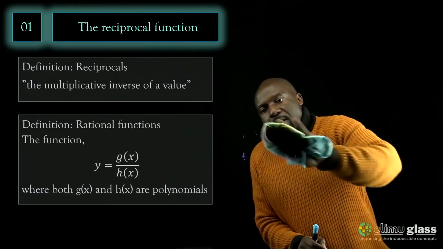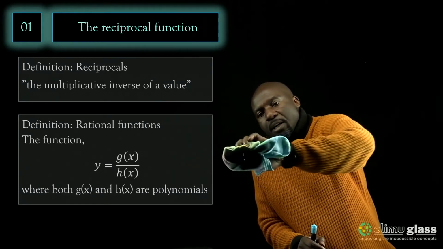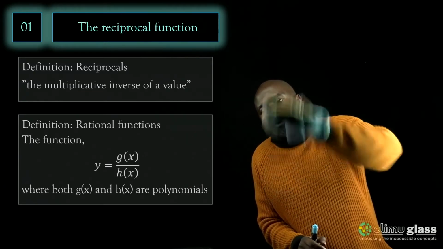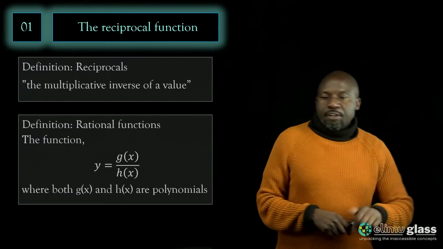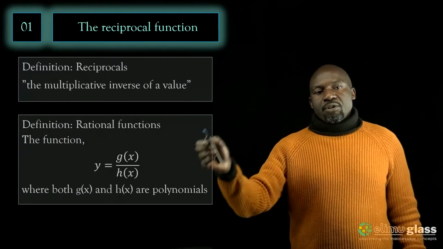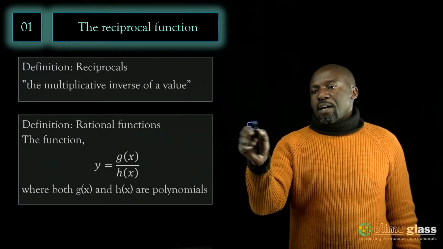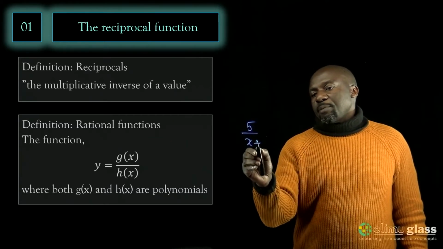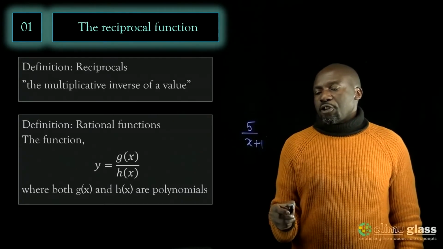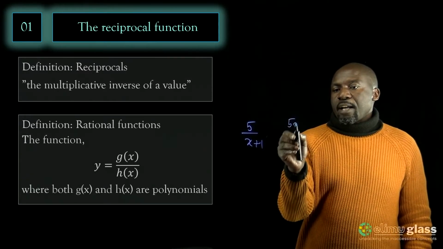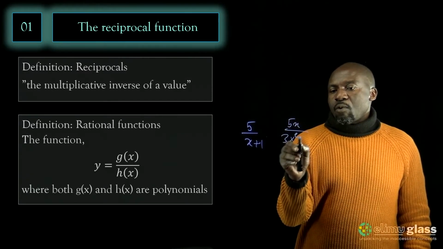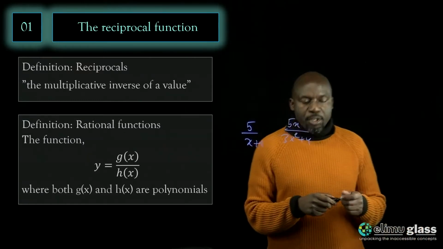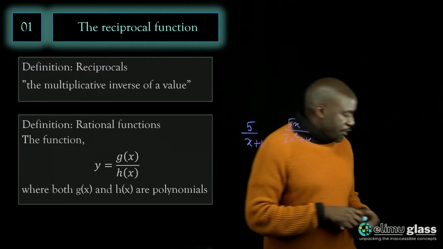Either way, for it to be a rational function, the two functions in the numerator and denominator should be polynomials, although the numerator can also be a constant, so I can write 5 over x plus 1. The denominator is a linear polynomial. This is a rational function. I can write 5x over 3x squared plus 4. Both numerator and denominator are polynomials, and that makes this a rational function.